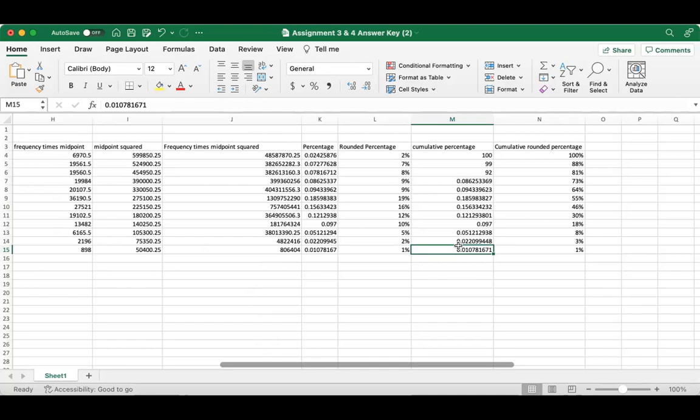Equals, so it's going to be K... Where did it be K11 minus K? K12 minus, or plus, would be 12 and 11. No, because it's a percentage, so the new number would be equals M12, because that's the new one, plus the new one, which is K10. Yeah, so that it goes up. Should be right.